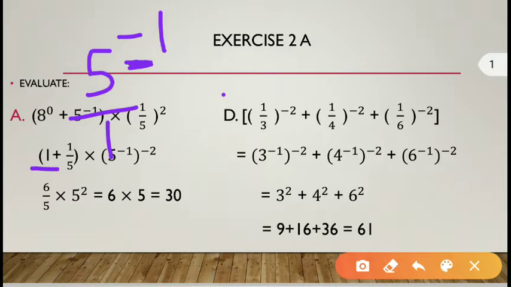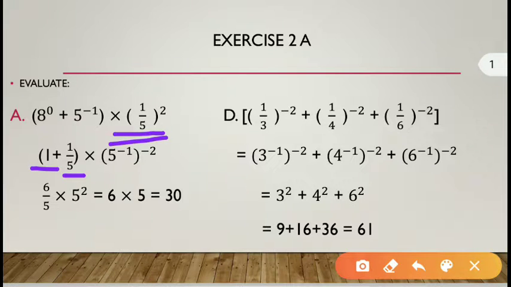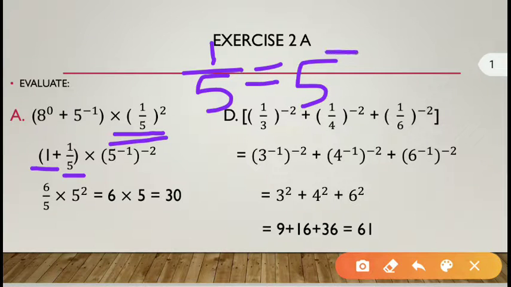So 5 inverse, or 5 to the power minus 1, can be written as 1 by 5, in one bracket, into 1 by 5. First of all, this 1 by 5 can also be written as 5 to the power minus 1. And here it is a minus 2. In this question, there will be a minus 2.